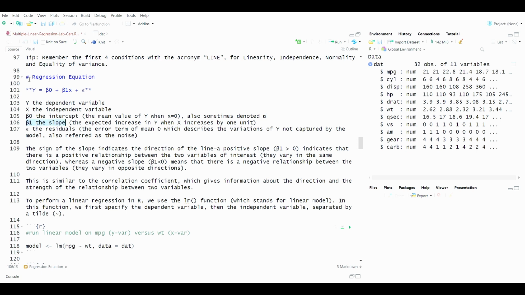Beta 1 is the slope or the expected increase in Y when X increases by 1 unit. Epsilon is the residual, the error term of mean 0, which describes the variations of Y not captured by the model, also referred to as the noise.